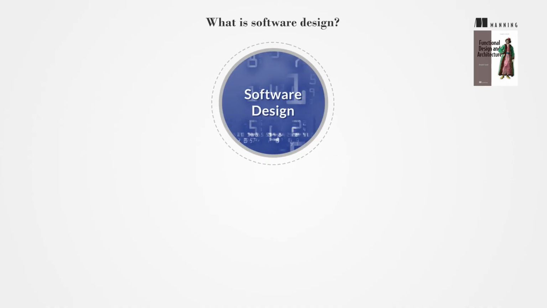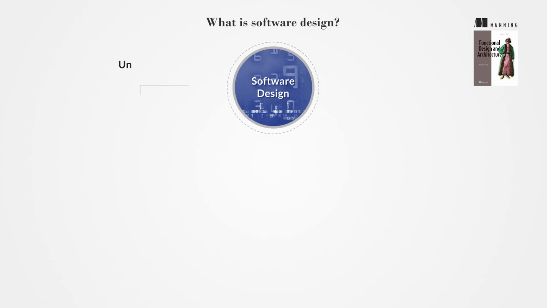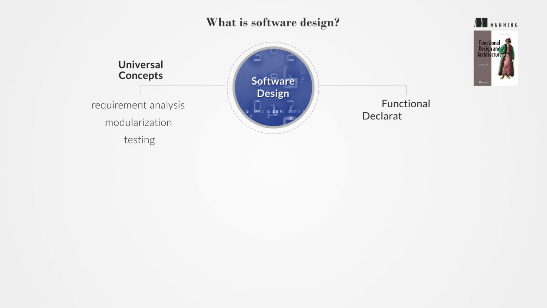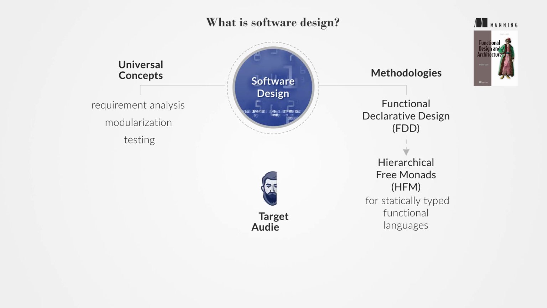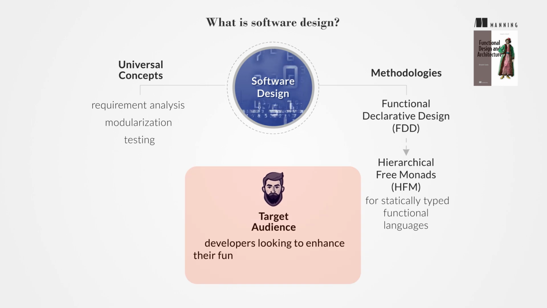Software design is a critical aspect of development, involving universal concepts like requirement analysis, modularization, and testing. Functional Declarative Design, FDD, is introduced as a methodology for statically typed functional languages, offering a novel pattern called Hierarchical Free Monads, HFM. This book targets developers looking to enhance their functional programming skills and knowledge in software design.